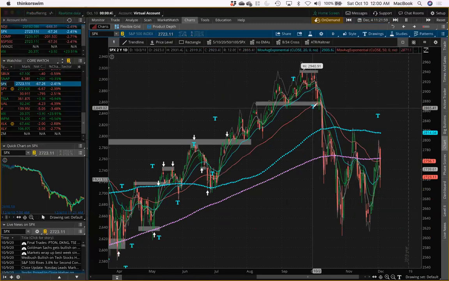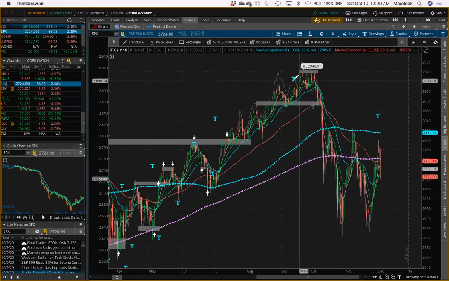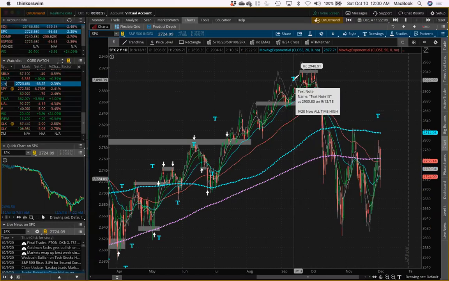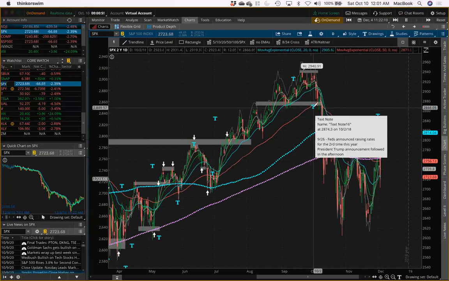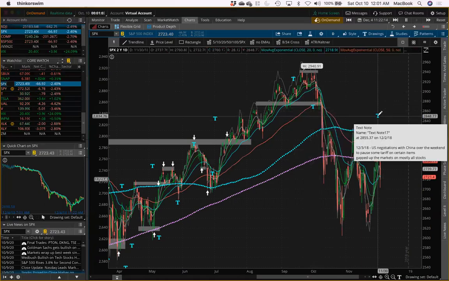What happened? The Feds announced raising rates for the second time this year. President Trump's announcement followed in the afternoon. New all-time high. What's another way on this? 926. Oh yeah, this is the trade war talk type stuff.